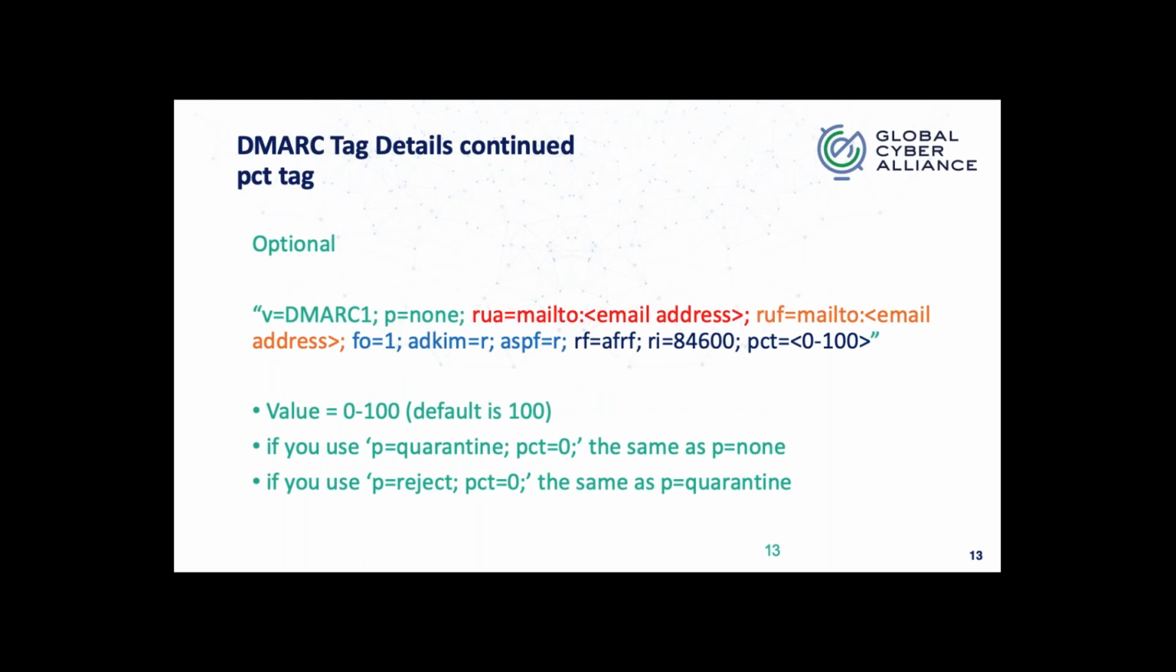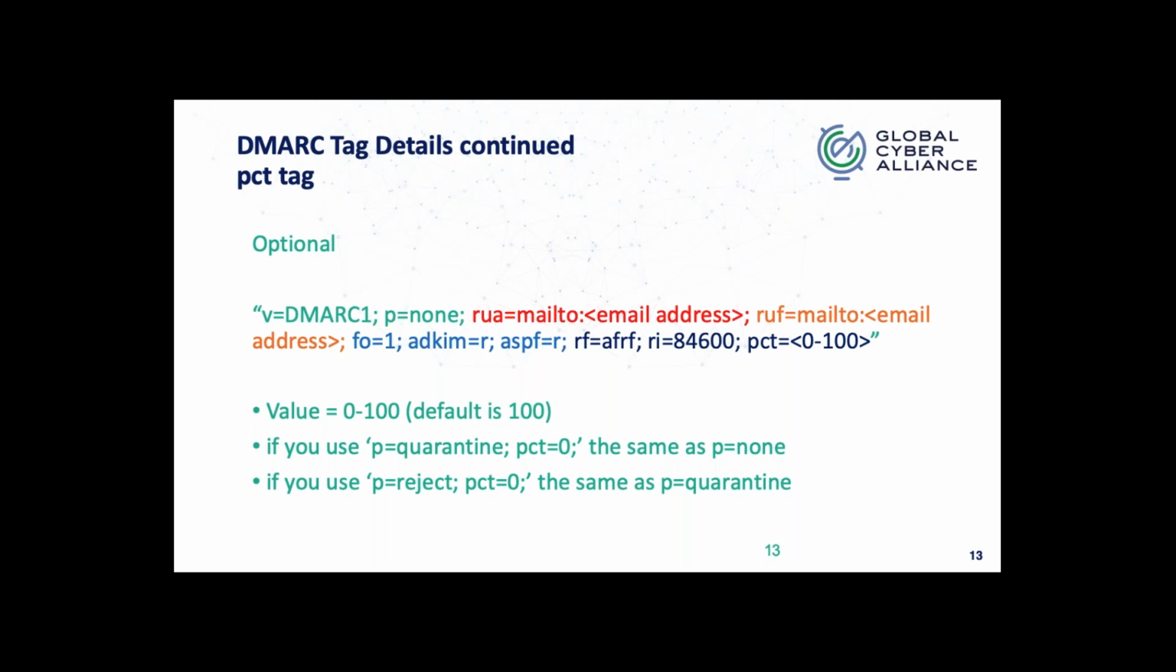Then there's a PCT tag, which is your percentage tag. What this is defining is what percentage of messages the receiving side is going to apply the DMARC policy to. Your value is between 0 to 100. Default is 100.